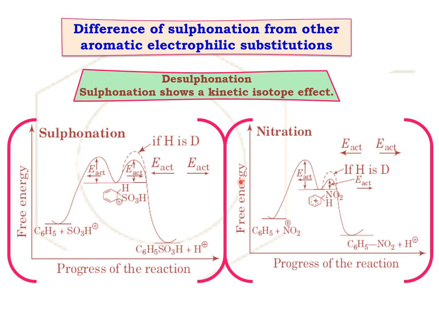And the second thing is sulfonation shows a kinetic isotope effect. So we can compare the sulfonation of benzene and deuterated benzene, similarly the nitration of benzene as well as deuterated benzene. It shows that sulfonation itself shows the isotopic effect. The kH by kD value is found to be 2.